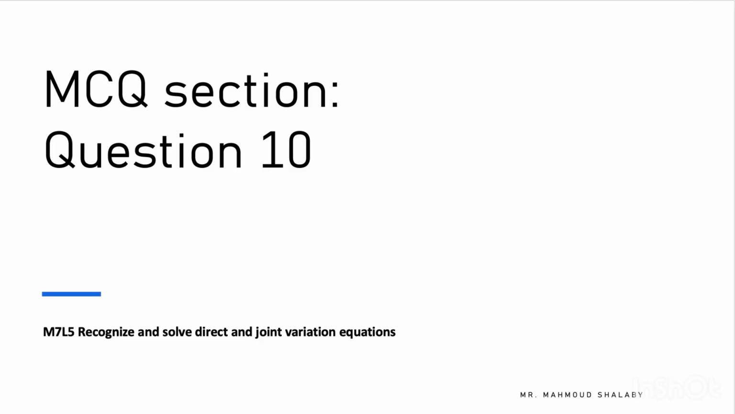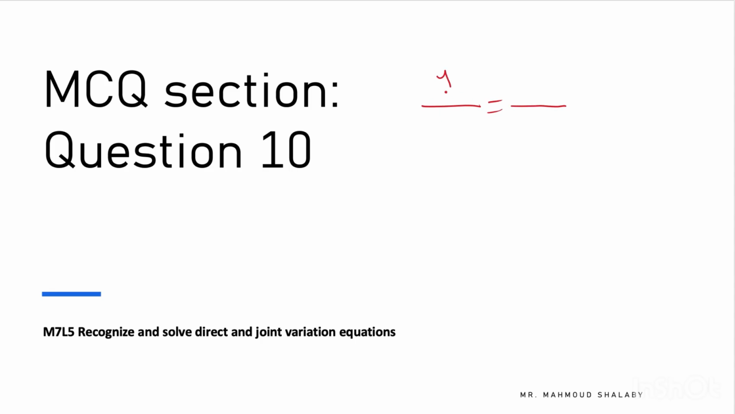Now let's go to question 10. Question 10, module 7, lesson 5, recognize and solve direct and joint variation equations. All right, so to just very quickly remind you, if y varies directly as x, if you remember we use a proportional equality here.